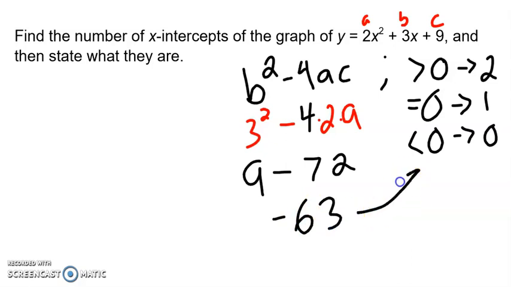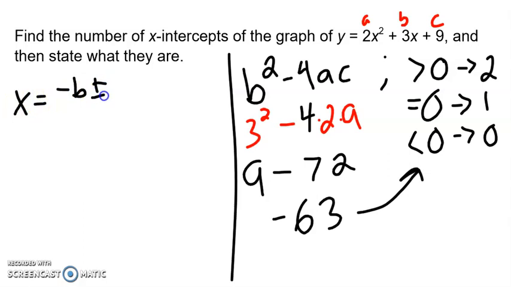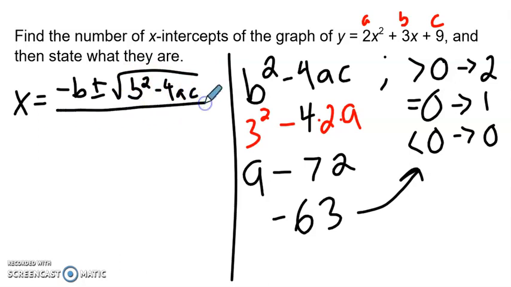Since it's negative, that means it's going to be 0 x-intercepts, which means that this is going to be a no solution. But if you don't believe me and you want to see it, let's use our quadratic formula here. So our quadratic formula is x is equal to negative b plus or minus square root b squared minus 4ac all over 2a. And we're simply going to plug in what we know.